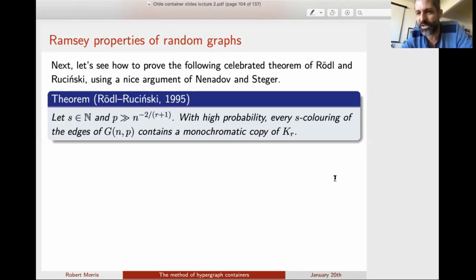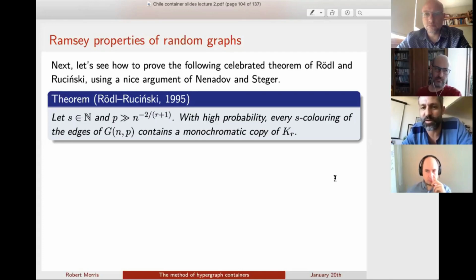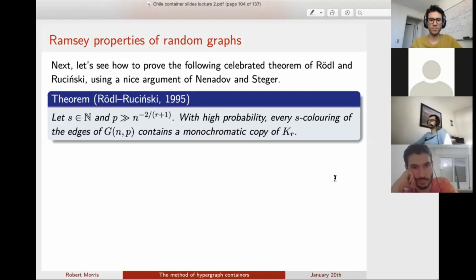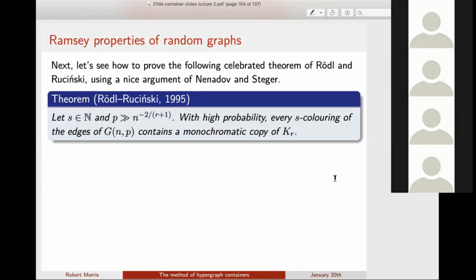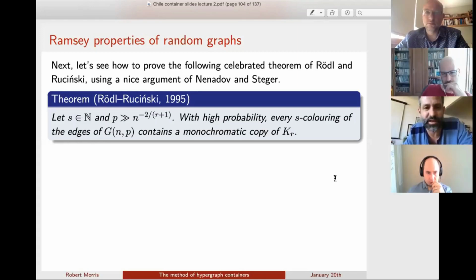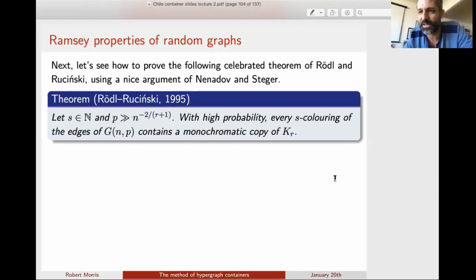It's not actually so easy to show that, but it is true. And they showed that if p is bigger than this, if you have more cliques than edges, then you can't color without making a monochromatic K_r. So basically, the K_r start interacting in very complicated ways, and there's no way to avoid it. But it's not so easy to prove. In fact, it's quite hard to prove. But luckily, Nenadov and Steger found a lovely way of deducing this theorem from the container theorem. So I'm going to give you that argument.